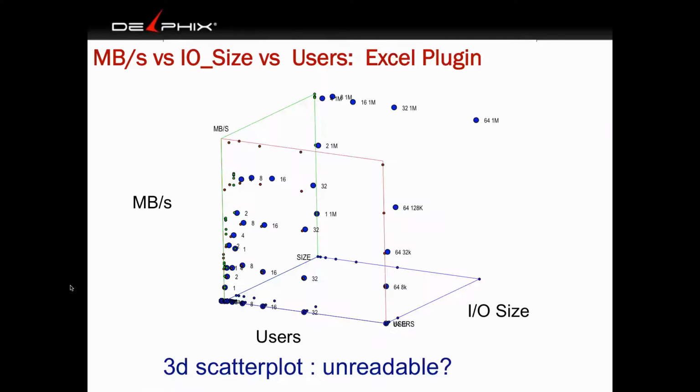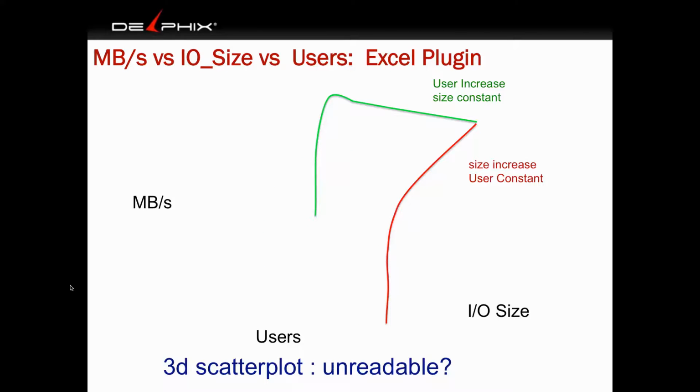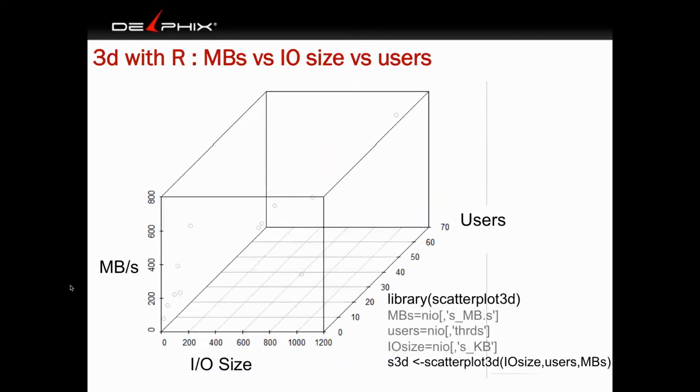But I looked around, and R has a cool 3D graph package. It's actually easy to use. Well, before I get to R, this is a plugin for Excel where somebody forced Excel to make a 3D graphic. Problem is, I can't read the thing going on here. I am completely confused. What this is trying to show is that the green users increase, size is constant, red size is increasing, user is constant.